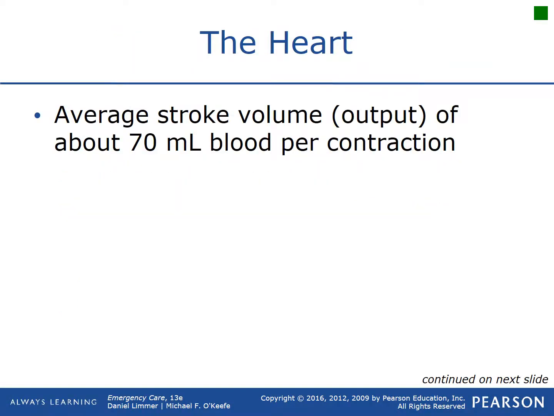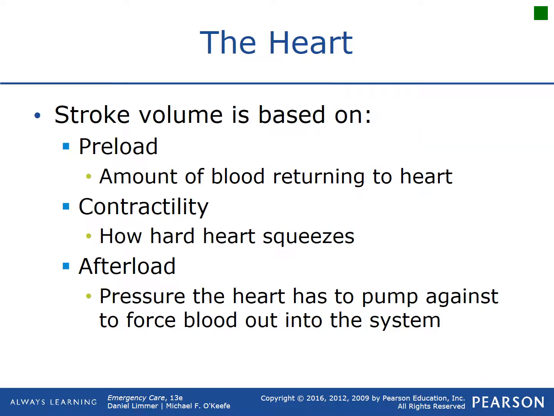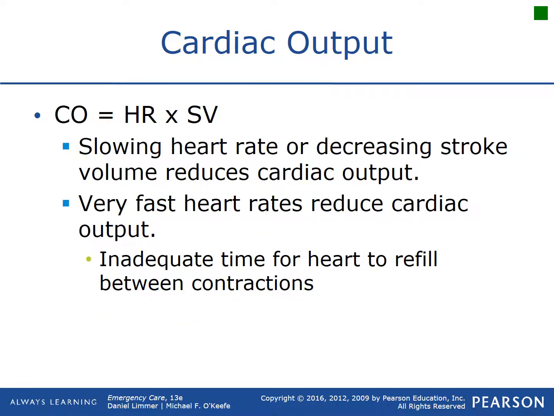Within that heart, every time that heart squeezes, it ejects about 70 milliliters of blood per contraction. That is what's called your stroke volume. So every time a heart squeezes, the amount of blood that comes out of there is called the stroke volume. So just good Jeopardy stuff. It's about 70 milliliters per each contraction. Not really a whole lot. So stroke volume is based on preload, the amount of blood.